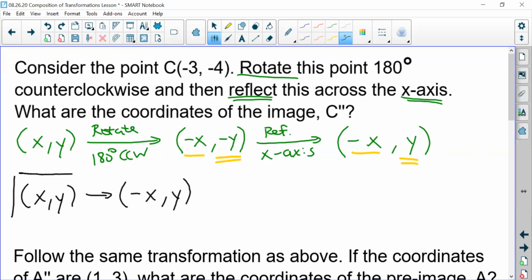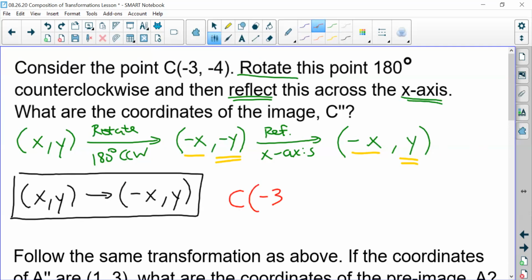The benefit of setting it up this way is now I can ask you any question. If you want to take C at -3, -4 and figure out where it goes, you have the rule in place. So C at -3, -4 to C prime prime, we know that x will change its sign, but y will stay the same. So this would still be 3, -4.